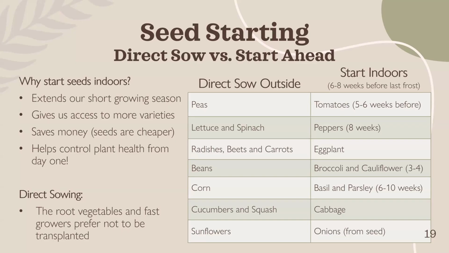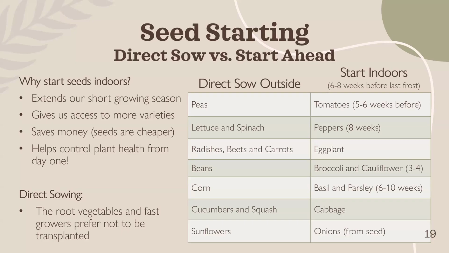When it comes to direct sowing, some of those root vegetables and fast growers prefer not to be transplanted and to just be planted directly into the soil themselves. So carrots are a really good example of that because we want to protect that root. We want nice long, straight carrots, so we would want a loose soil for that, and that would not do well with being transplanted if it were to be started indoors.